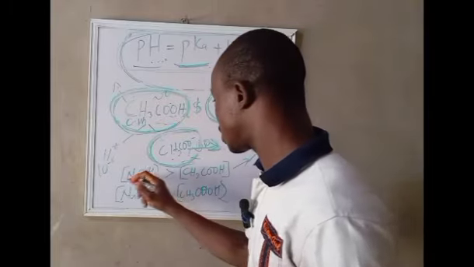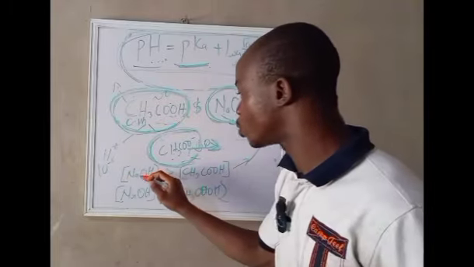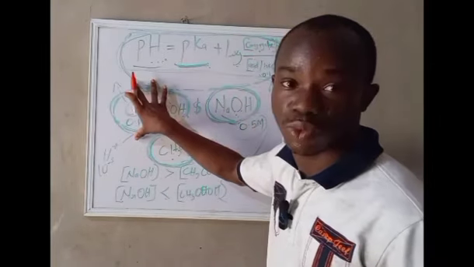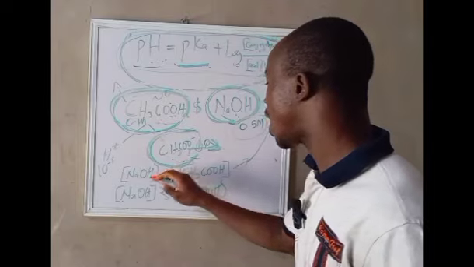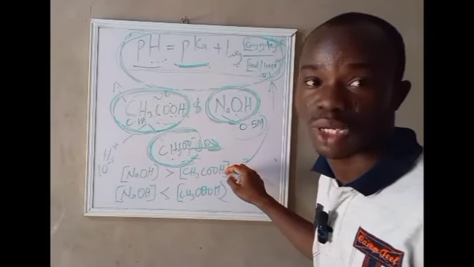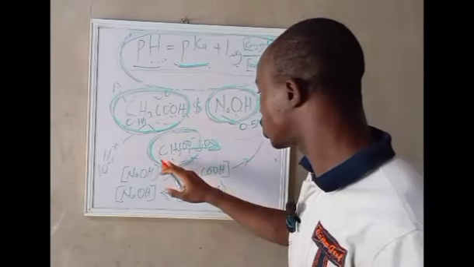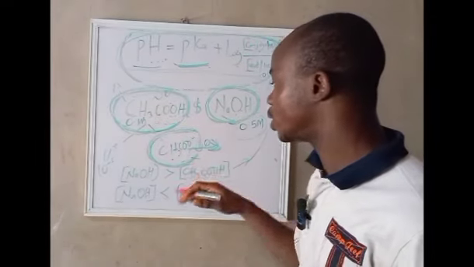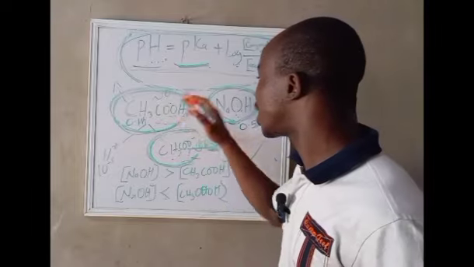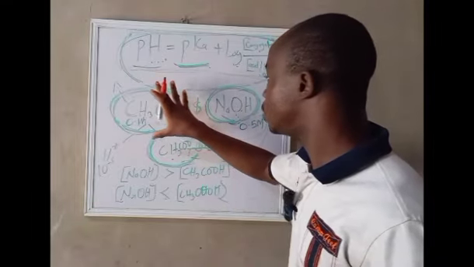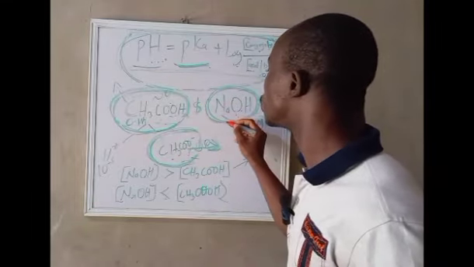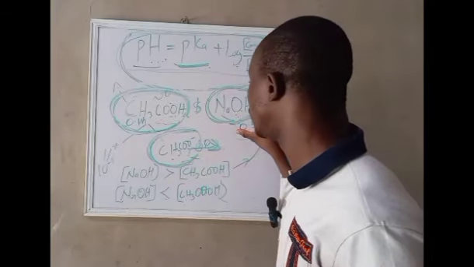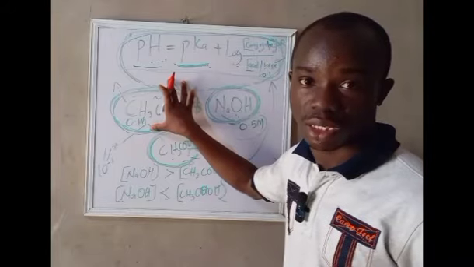This is for the particular case where the amount of sodium hydroxide that you are adding to this weak acid is very high compared to the amount of this weak acid that you have. In such a case, you don't apply this formula at all. What will determine the pH of such a solution will be your NaOH, because the amount of it is very high compared to this.